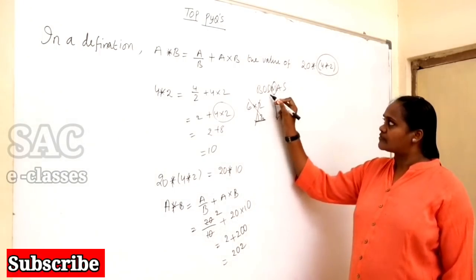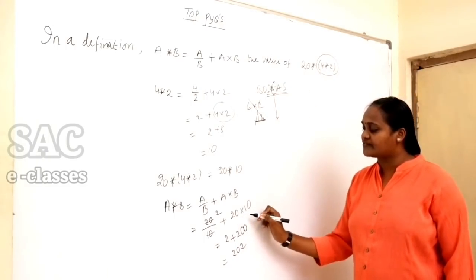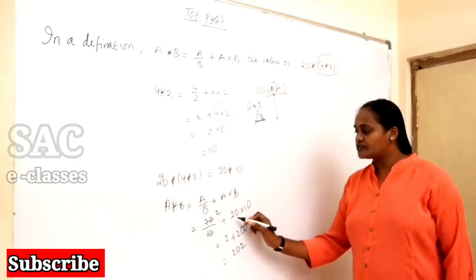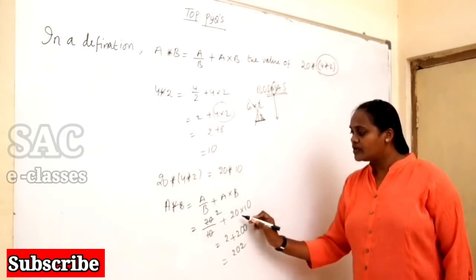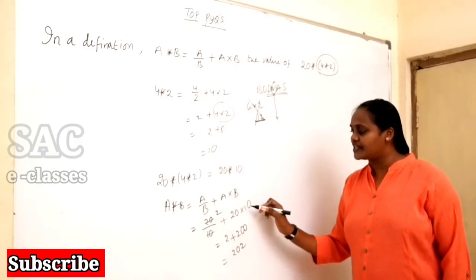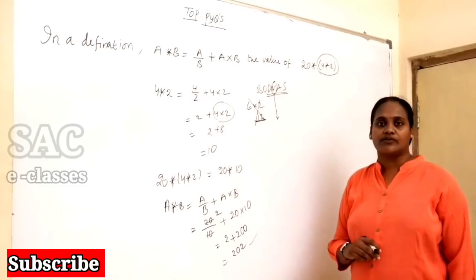Like what we discussed previously, multiplication should be given priority first, later addition. So you should not do 2 plus 20, 22 into 10. You should multiply first, 20 into 10, then add. Then 202 is the correct answer.